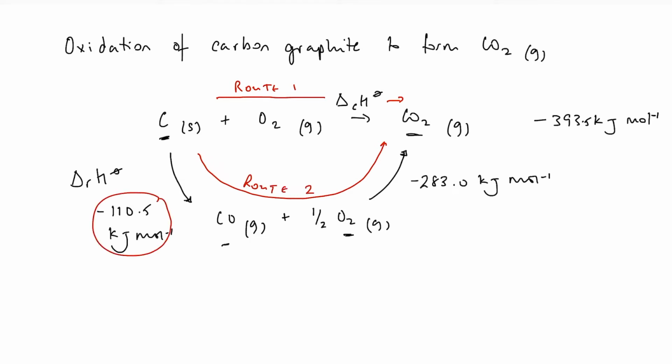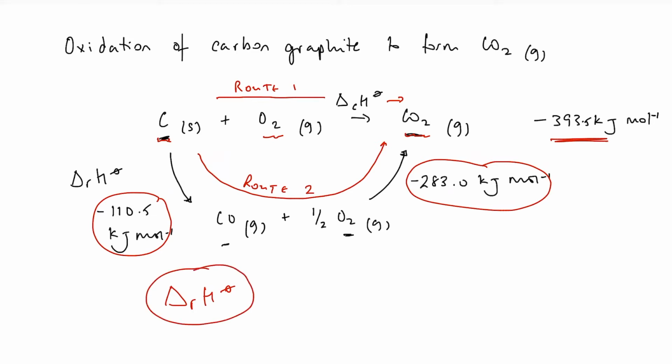the enthalpy change, the complete enthalpy change for this reaction, is the same either way, because the initial and final conditions are the same. In both cases I start with solid carbon graphite and oxygen gas, and in both cases I end up with gaseous carbon dioxide. So the key here is that the enthalpy change is independent of the route taken, as long as the initial and final conditions are the same. This is also known as Hess's law, and we can use this idea to calculate the enthalpy change for a reaction where we can't actually carry out the reaction directly.